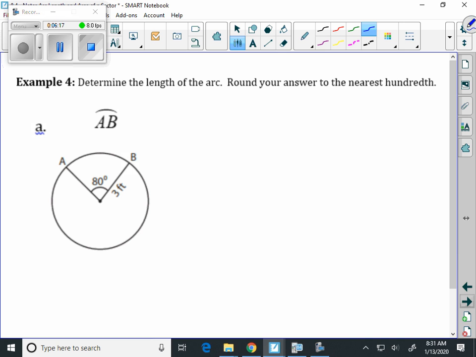we want to find arc AB, and I'm going to call arc AB x. So it's going to be x divided by the circumference of the entire circle. So the circumference here is going to be 2 times pi times 3. And before I get going too much farther, I usually circle this word length just to remind me what we're going to be dealing with here.